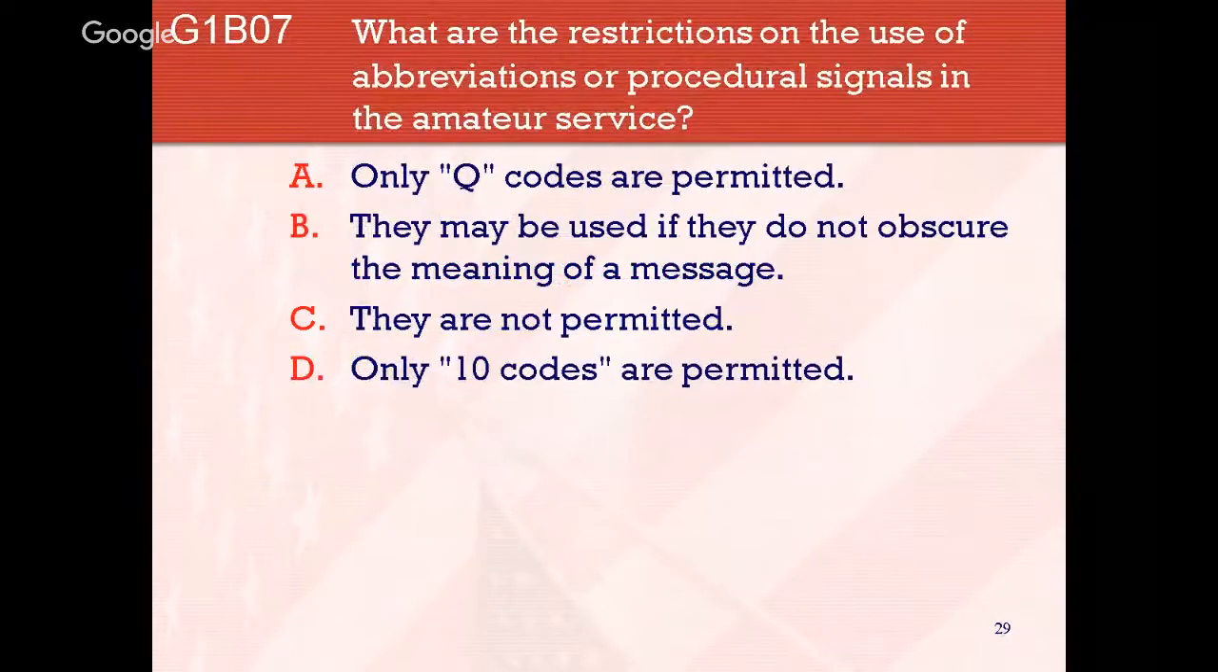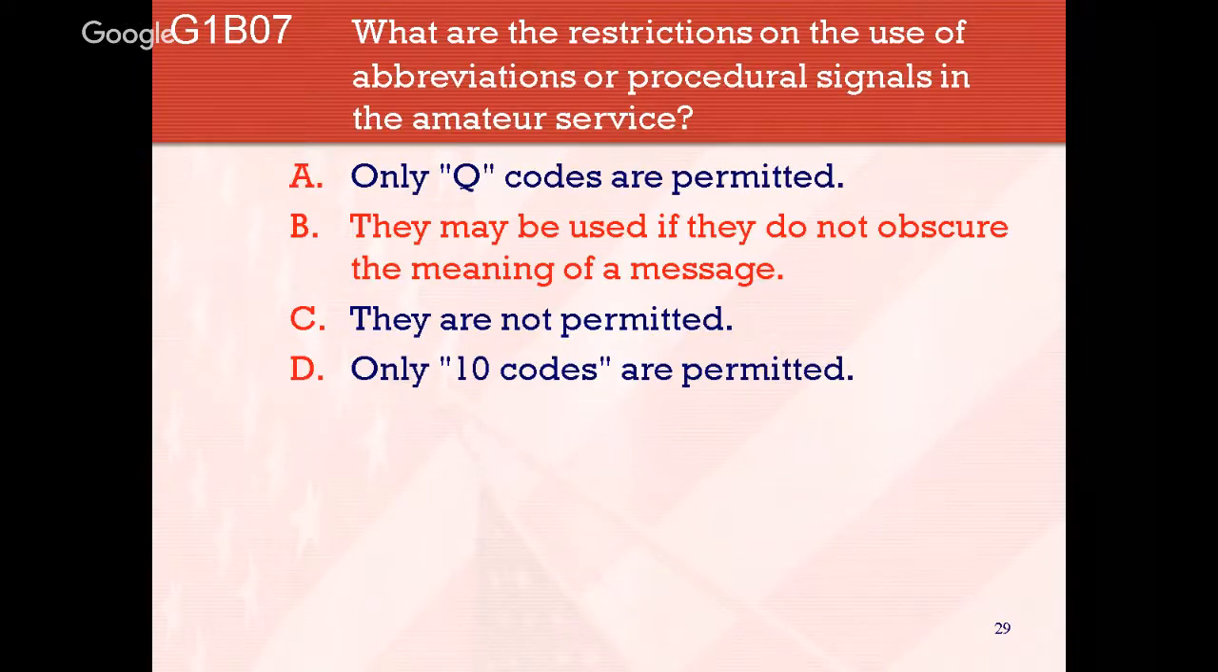What are the restrictions on the use of abbreviations or procedural signals of the amateur service? We're talking about specific restrictions. Q codes are not the only thing that are permitted, and C is wrong because there are some things that can be used. So C is a wrong answer. We don't use 10 codes in the amateur band, but the longest answer here is B. They may be used if they do not obscure the meaning of the message.